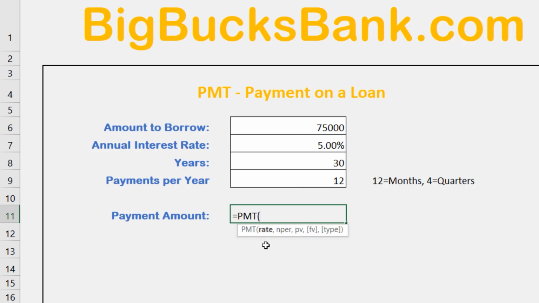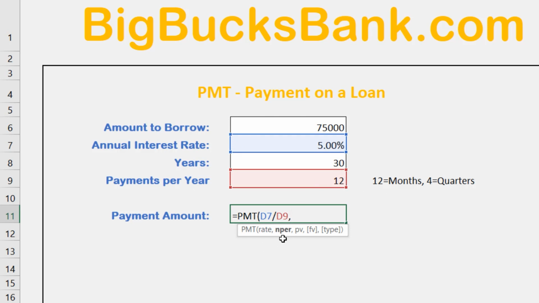The first thing that it wants is my interest rate, but that is not the annual rate, it's the rate per payment. So I'm going to click on the annual interest rate, but then I'm going to divide it by the number of payments per year.